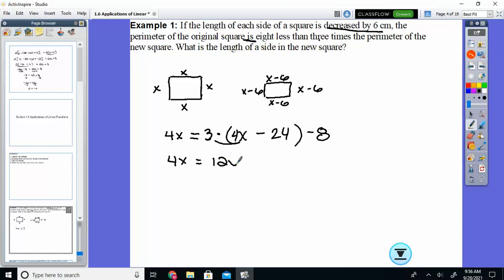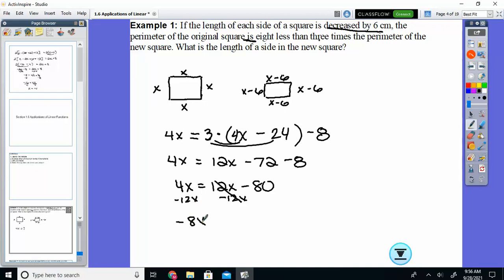So we start by distributing, so we get 12x minus 72 minus 8. So if we subtract our 12x, divide by negative 8, and x is 10. Am I done?